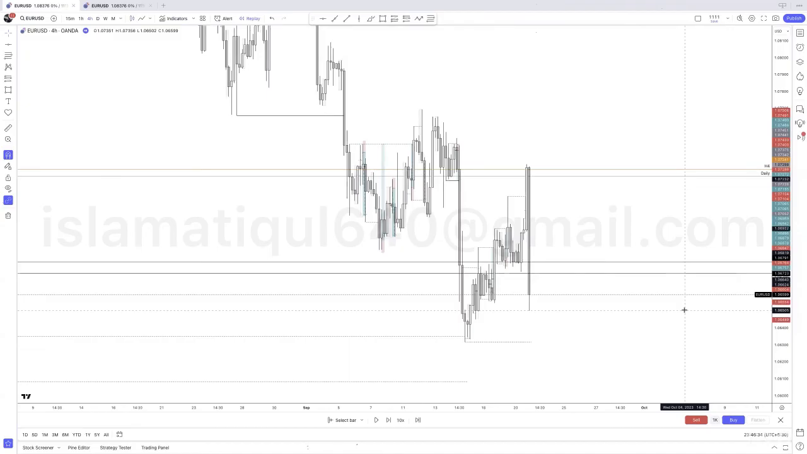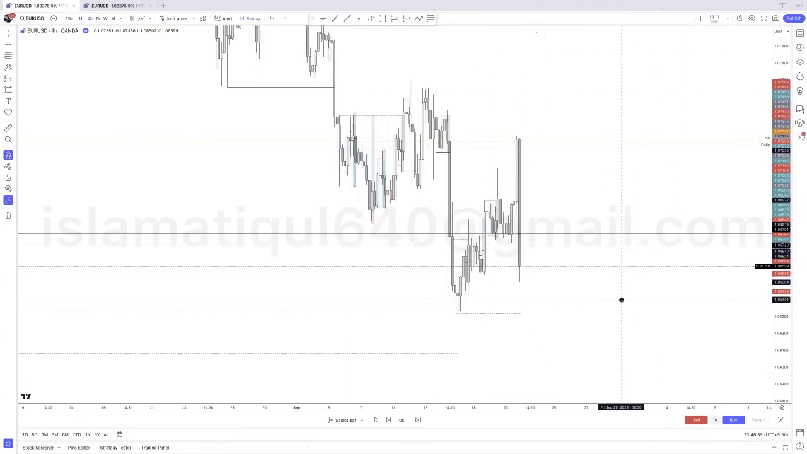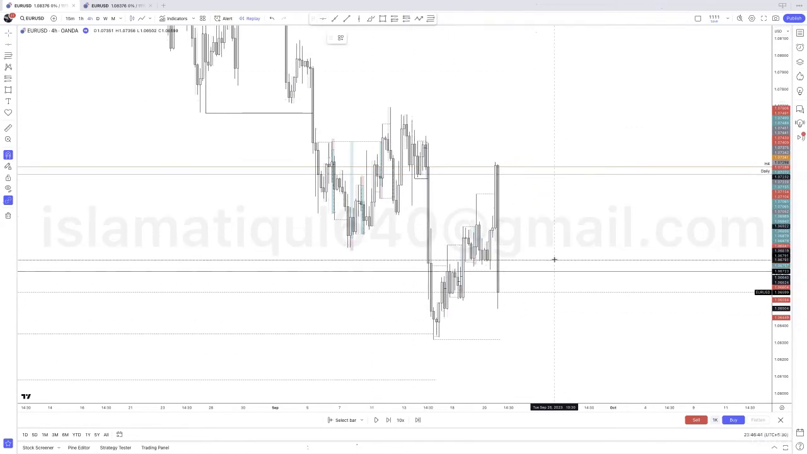The thing is, it's not at a premium price. Can you see it? Not at a premium price. Let's see. Let's wait for Asia. So since it is not at a premium price, let's mark out more zones.